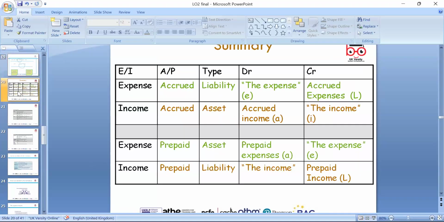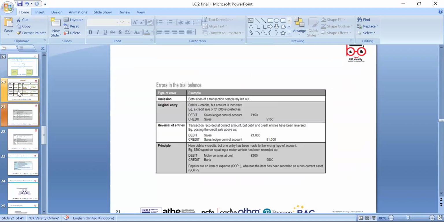As we discussed, it has been summarized here: accrued income, accrued expenses, which side of the statement it goes, and the adjustment. It's just basic double entry bookkeeping. Then we have different types of errors. Double entry bookkeeping should have a dual effect. Sometimes an entry is missing, and we need to trace it, and these errors need to be adjusted.